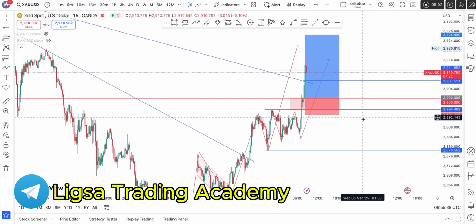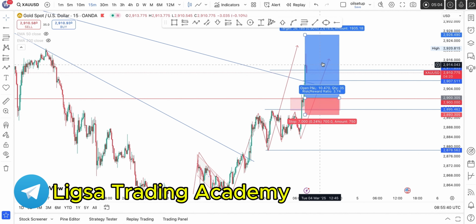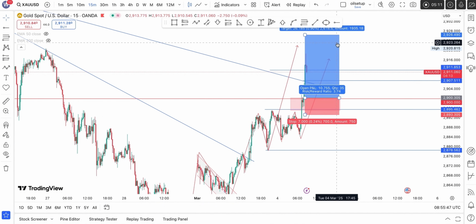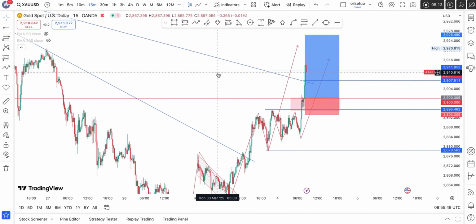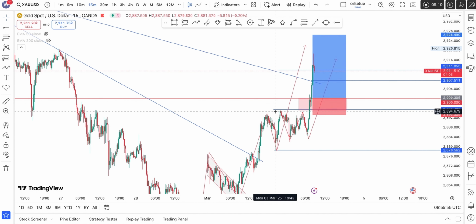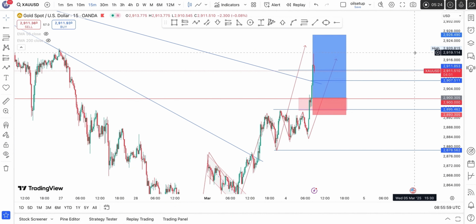That is for gold. Now it's trying to reverse or making some pullback. Perhaps it might hit some level and then maybe we try catching a continuation. That is for gold.